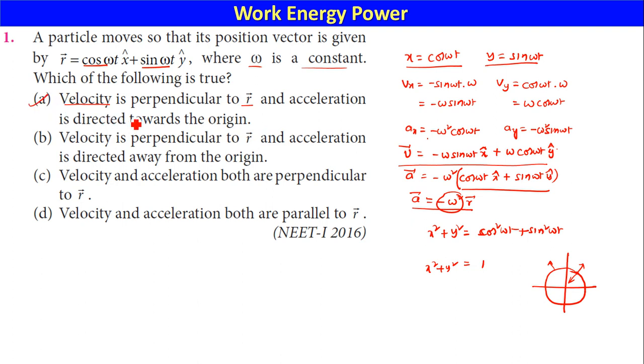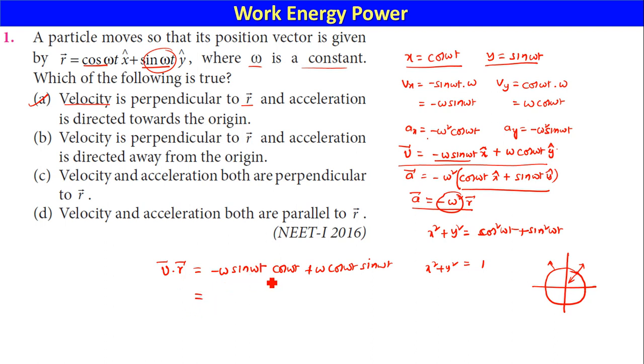Of course, if you want to check whether velocity is perpendicular to the r vector or not, you can take v dot r. Let us look at this: minus ω sin ωt into cos ωt, again plus ω cos ωt sin ωt. I am just taking the x and y components of the v vector and r vector. I am just trying to find out the dot product between them.